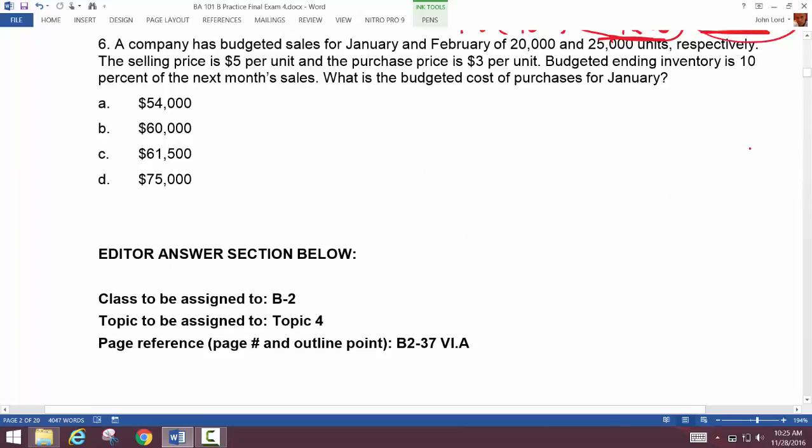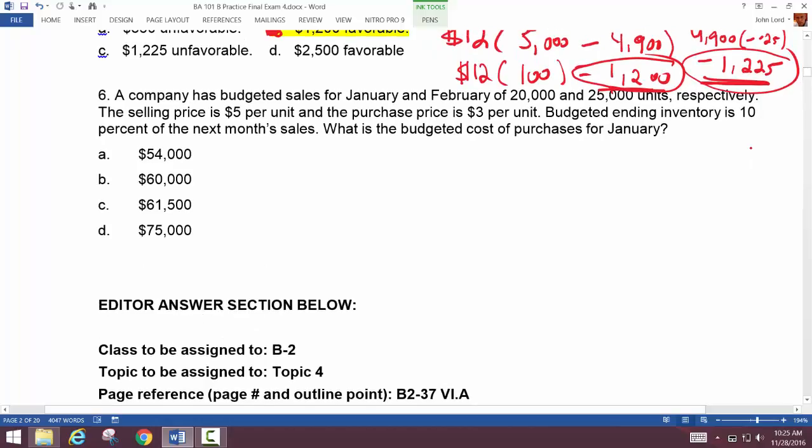A company has budgeted sales for January and February of 20,000 and 25,000 units respectively. Selling price is $5. Purchase price is $3 per unit. Budgeted ending inventory is 10% of the next month's sales. They want the cost of the purchases. Now they're asking me for what? For January? Okay. So the way I do these is I start out always with what I need to meet that month. So if we're going for January and it's 20,000 for January, right?